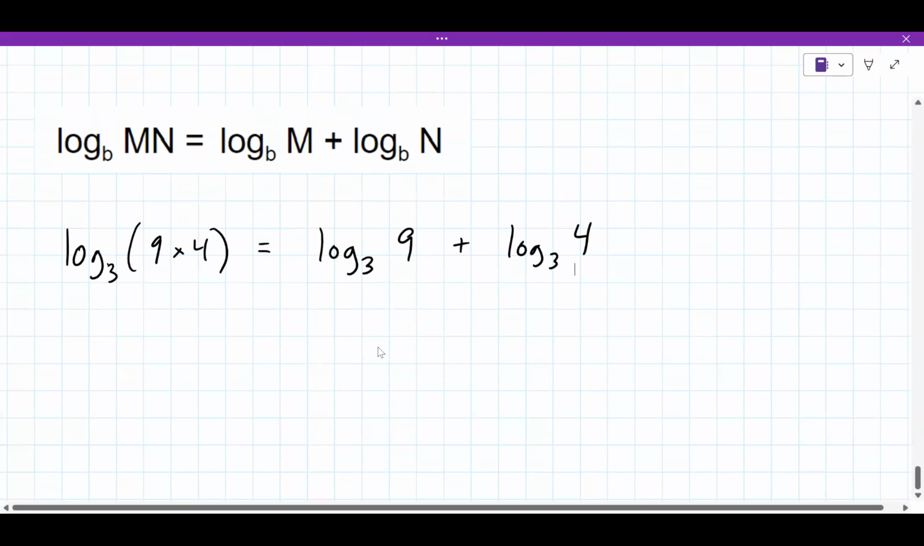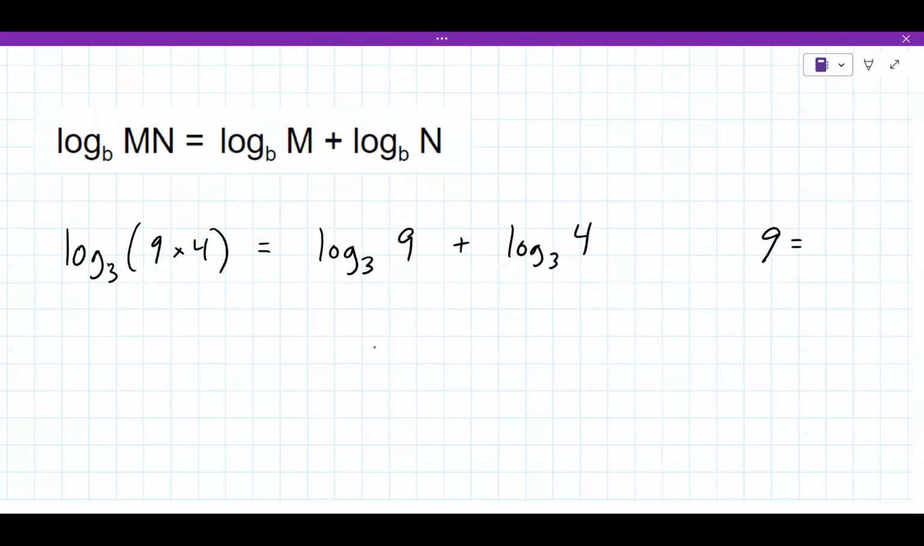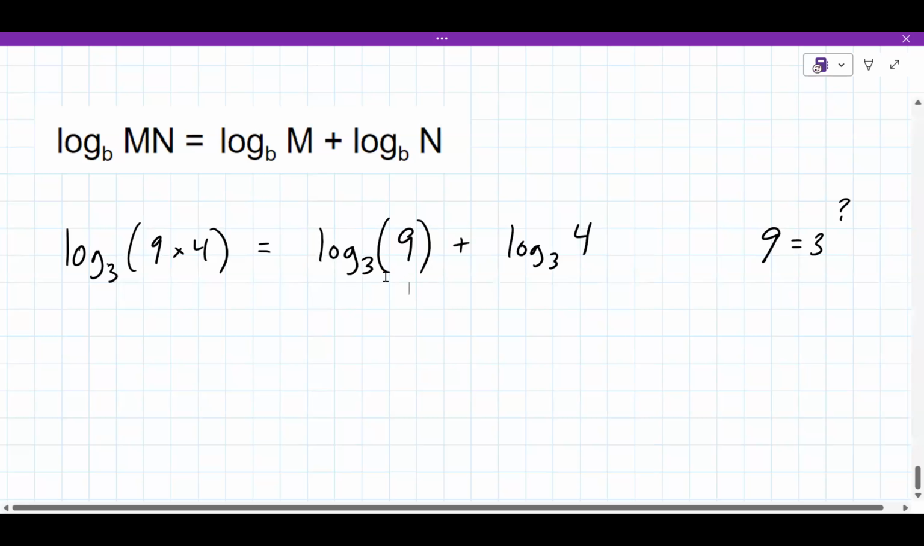It's not 3 to the 9th. You want 9 to become 3 to some power. That'd be 3 to the 2nd, 3 squared. I agree. So keep going here. See if you can work this out.